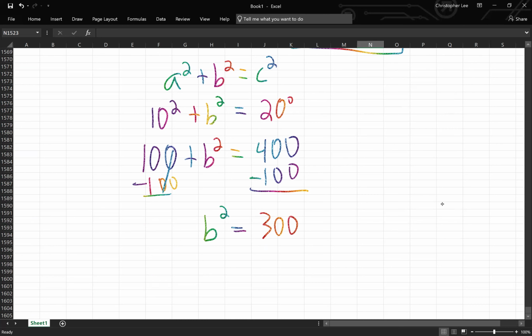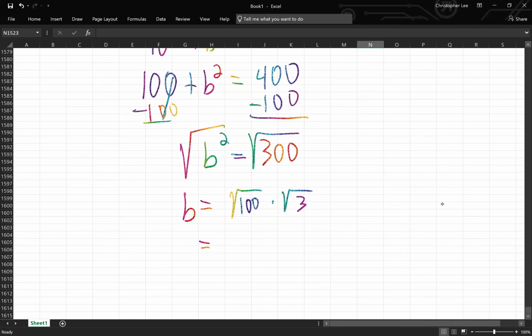And then you want to just solve for B. So I'm going to square root both sides. This is going to give me B is equal to square root 100 times square root 3. And we know that the square root of 100 is simply just 10. So 10 square root 3. And that'll be my answer. That's it. All right. Any questions on this? Anybody? No. Awesome.